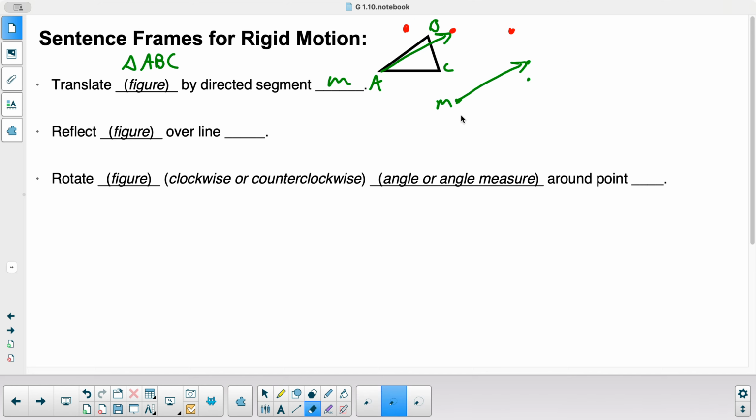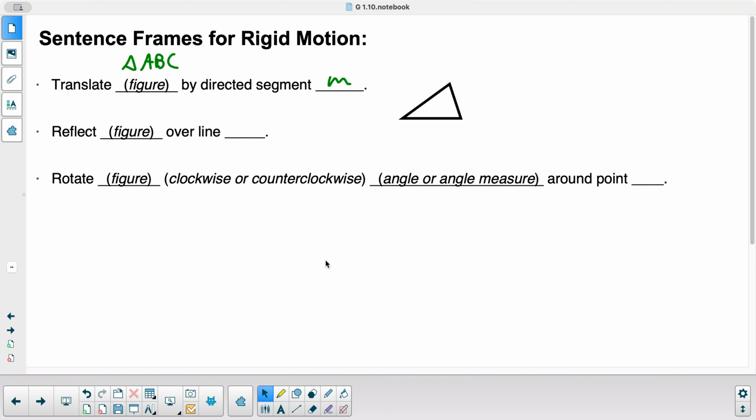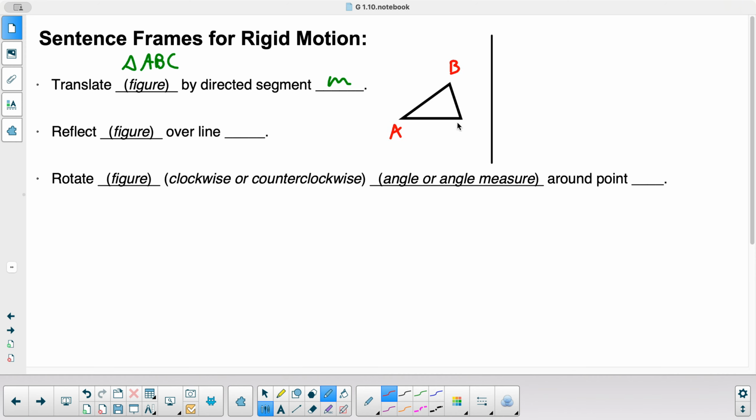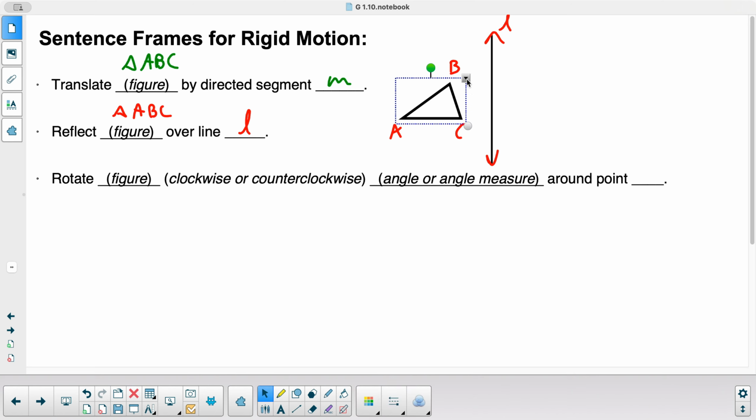But on to reflection. So if I have this same figure here and I want to reflect over a line, let's say this is the line that I want to reflect over, triangle ABC, and this is line L. Reflect triangle ABC over line L. My figure is going to come over here somewhere. So it would look something like this.